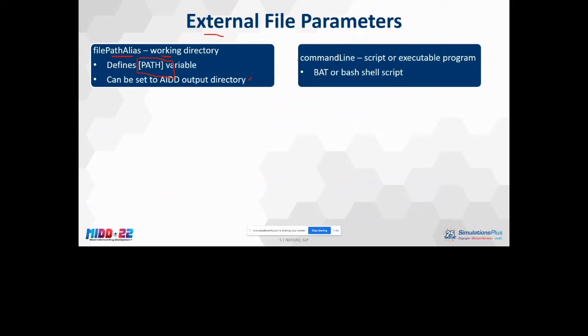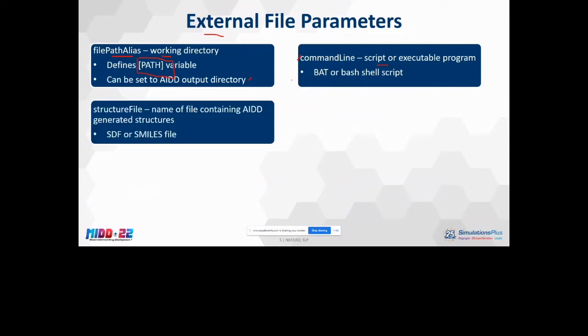Next, we have to specify a command line variable, and this is either a script. It can be a bash or a bat script. It could also be a C executable program. Next, the parameter file points to a structure file. So this is the variable, and then you set it to the file name. Typically, you'd include the path on that, and it can be either an SD or a SMILES file.